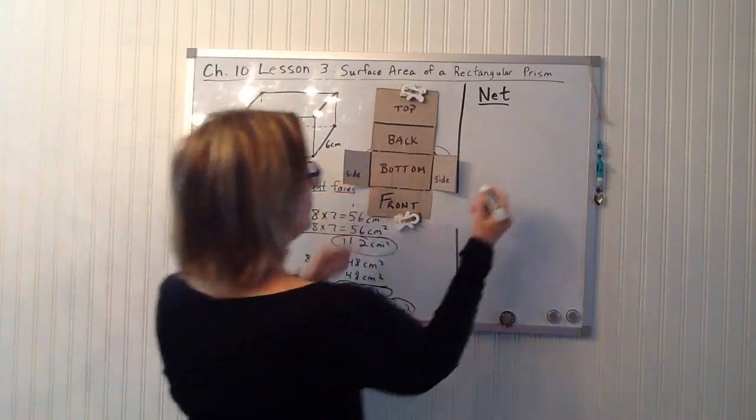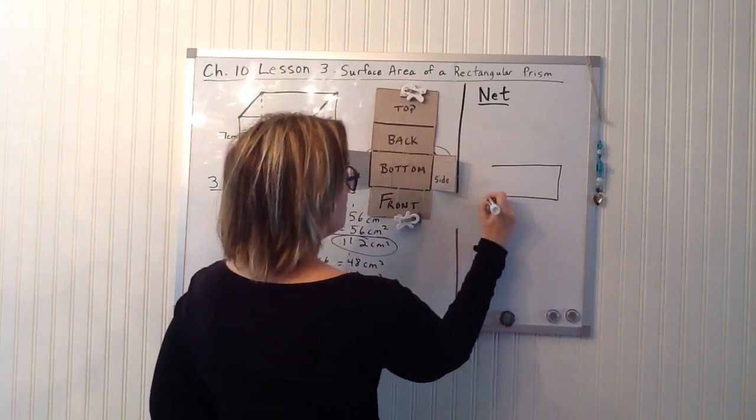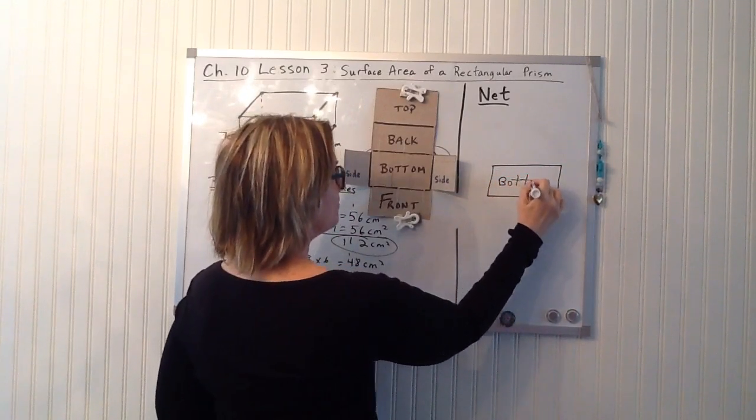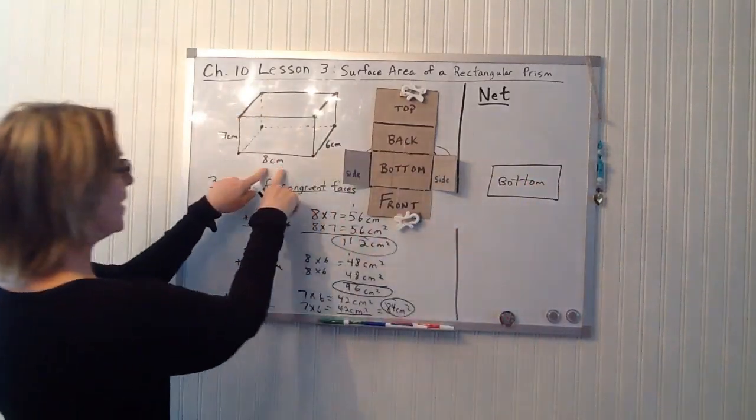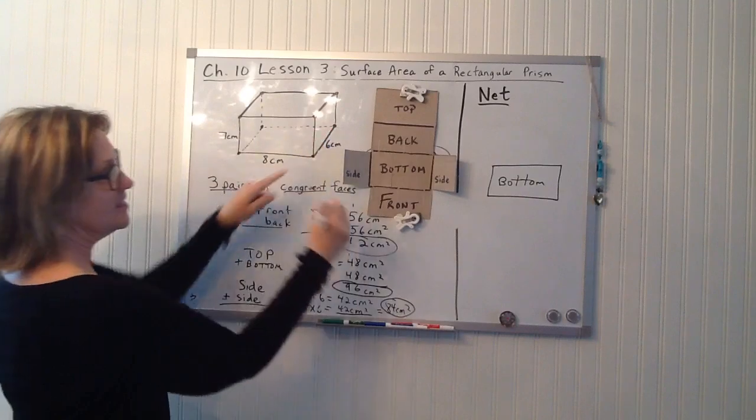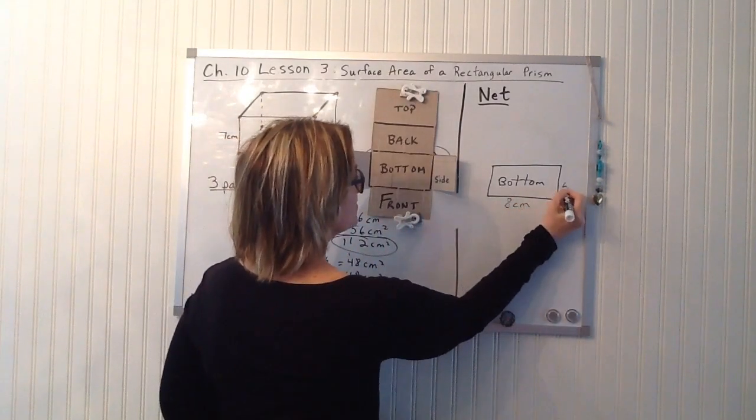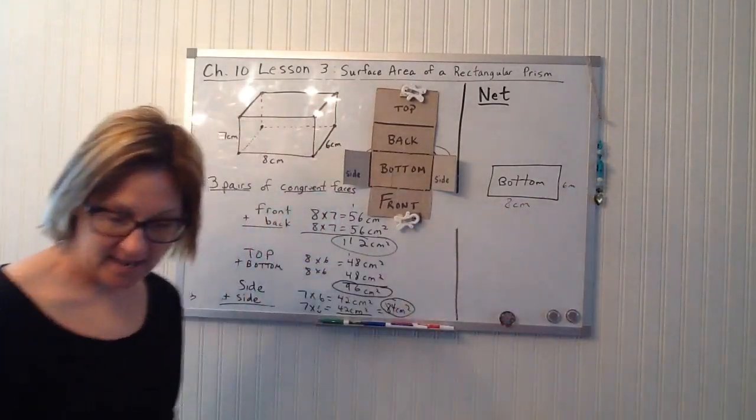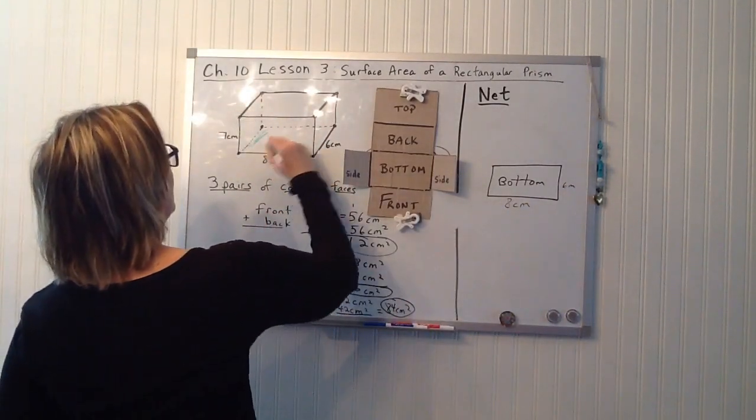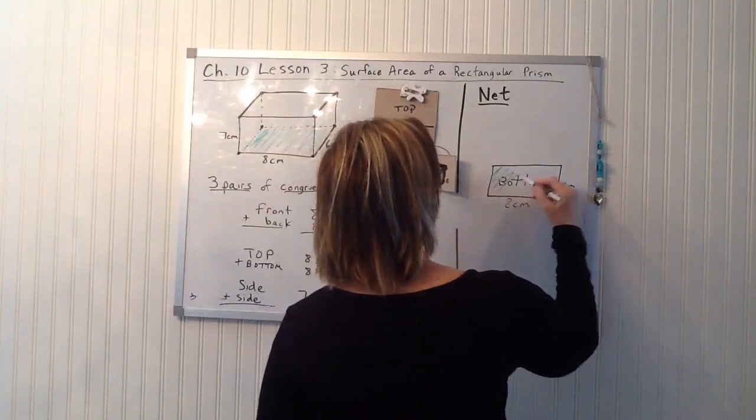And I'm going to start with the bottom. So this is my bottom, and you can see it's a rectangle. And if I want to find my dimensions, they're 8 by 6. So here would be my 8 centimeters, and here's my 6 centimeters. And I'm going to shade this bottom green, and this is my bottom.